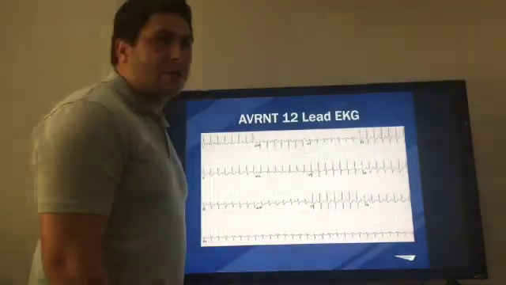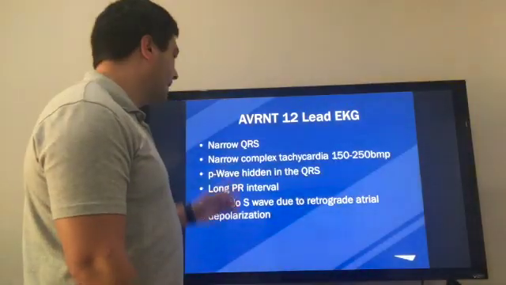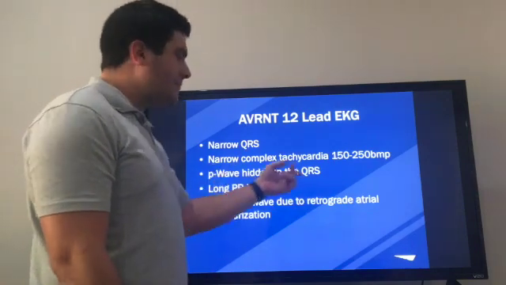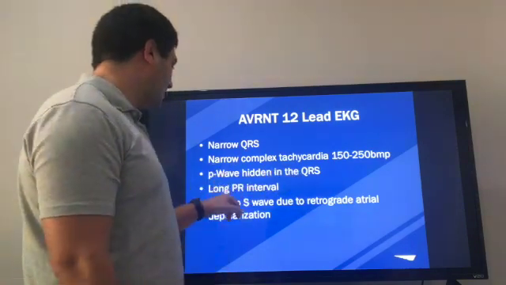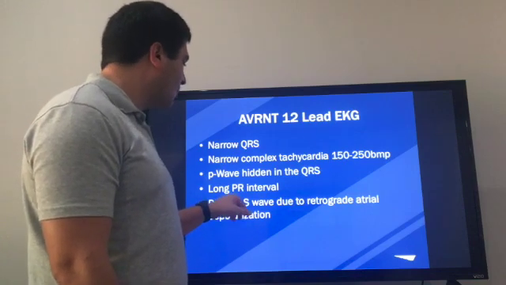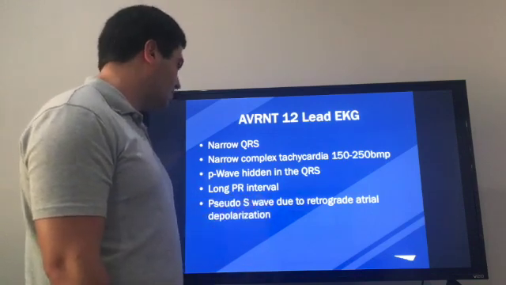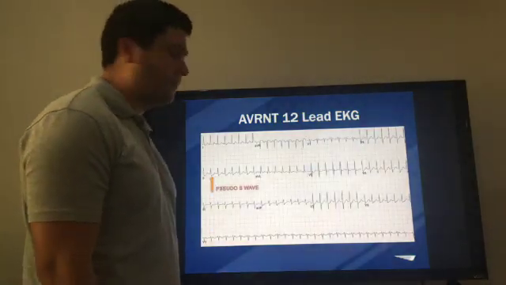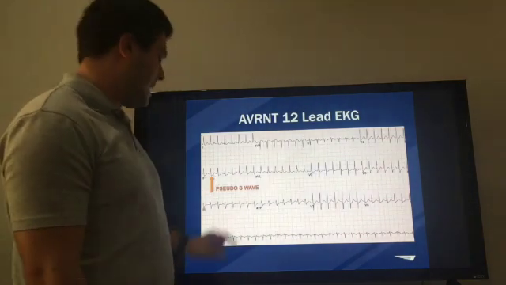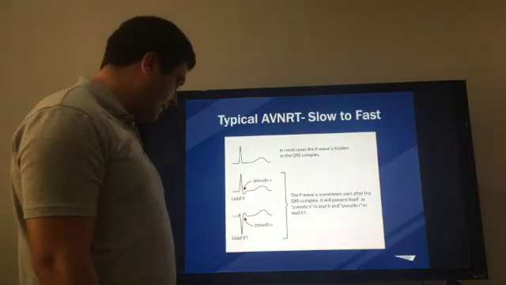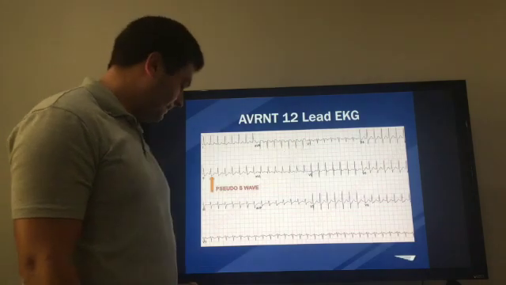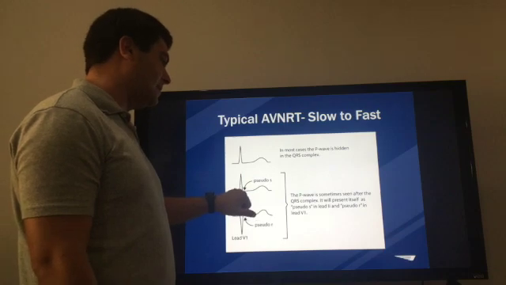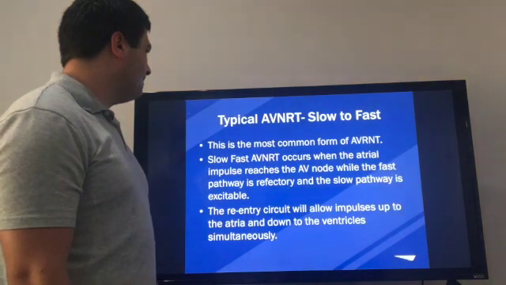On a 12 lead EKG, it kind of looks like your standard SVT. Narrow QRS, tachycardia 150 to 250. You won't see any P waves. They're going to be caught up in the QRS. But something you may look for is these pseudo S waves, retrograde atrial depolarization. You'll see them here in lead 2. It's kind of a common thing for AVNRT, so take a look for it. Also, there's a pseudo R wave that you can see back here in V1. Kind of a bump coming right off the QRS. And then the pseudo S is the depolarization right there.